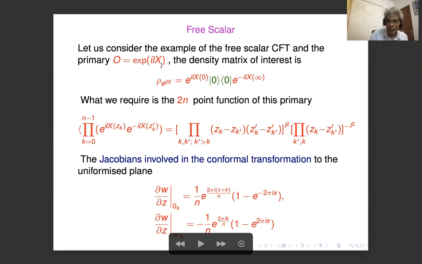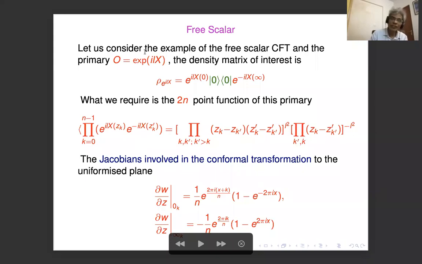L is the number x. And this is for people who know string theory. This is like the tachyon operator, the operator e to the i L x. Its dimension is L squared by 2, that's the weight of this. The state I'm creating is this e to the i L x here. And what we require is the 2n point function. Okay. And that is known.